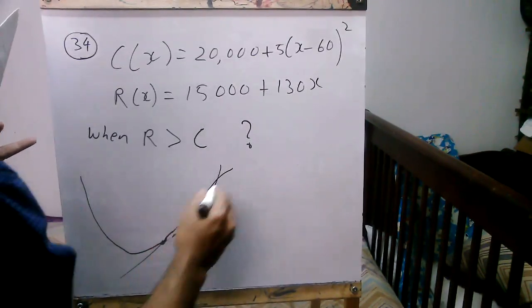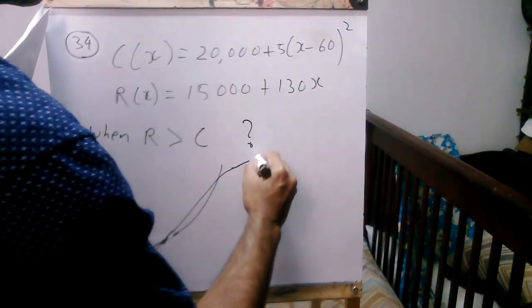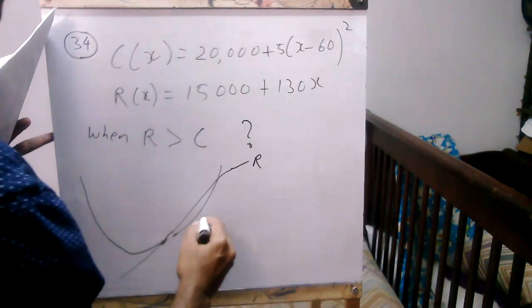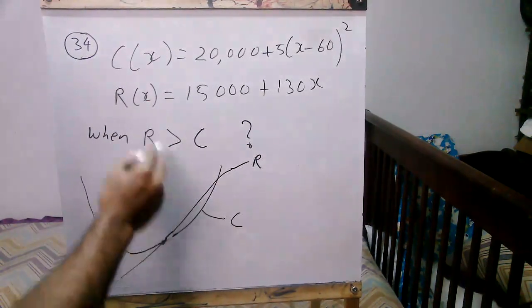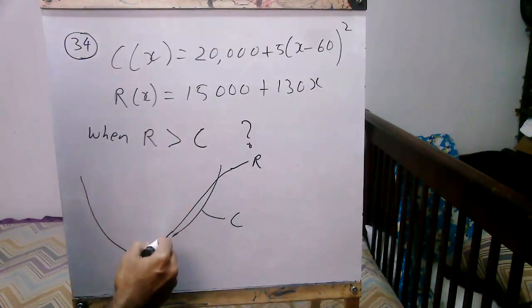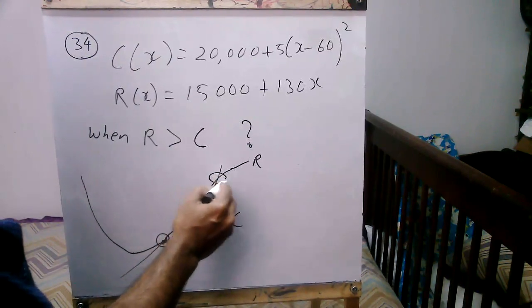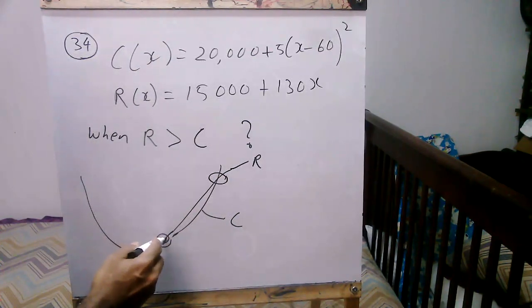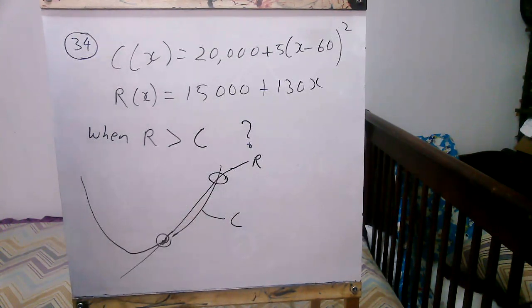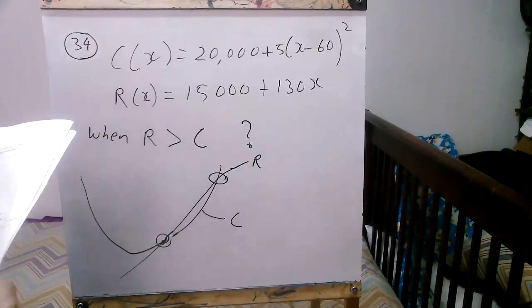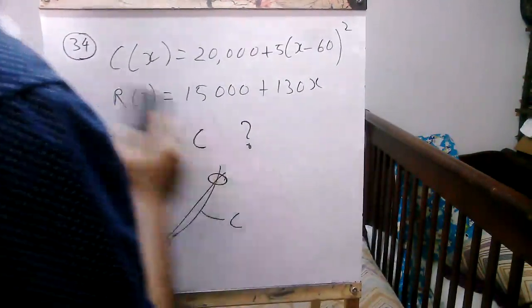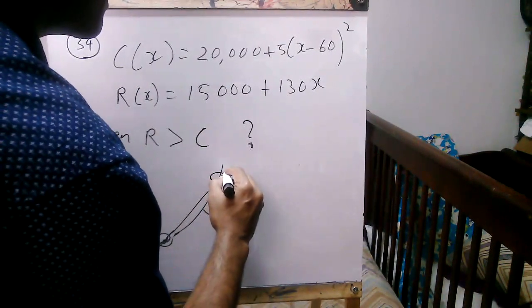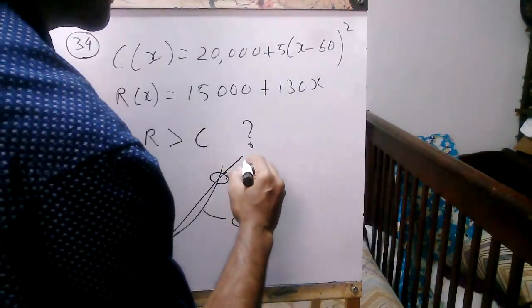Now this straight line is R, and this curve is C. R is above C. R is greater than C from this point to this point. What you have to find is the x value corresponding to this point and this. Right? Now, again, you think it is easy, and it's not hard, but it is not straightforward.